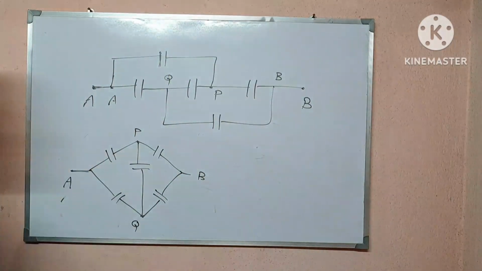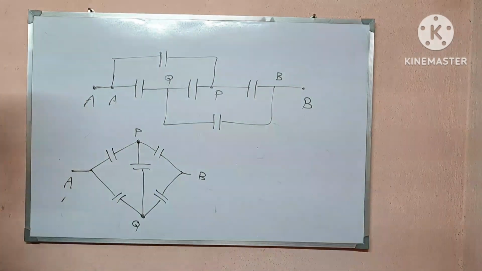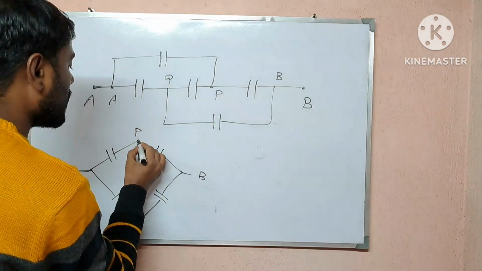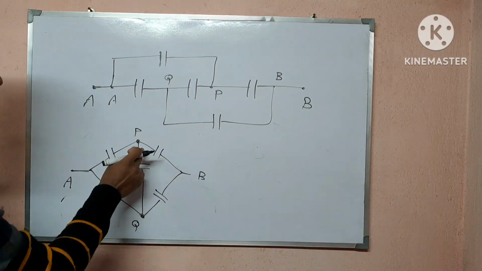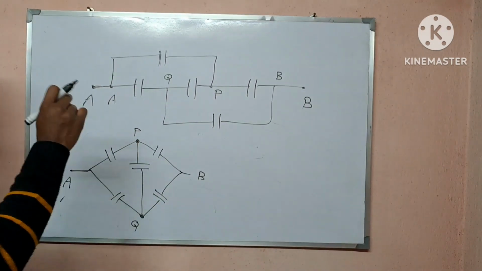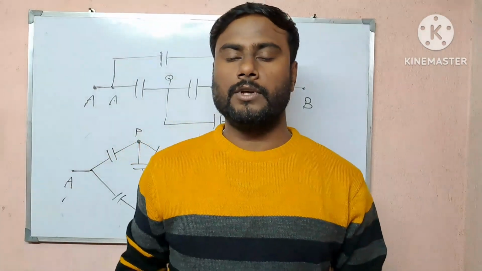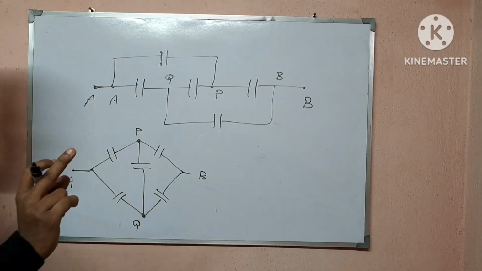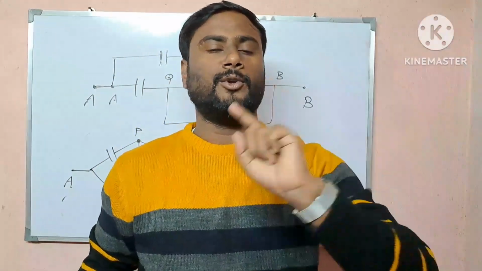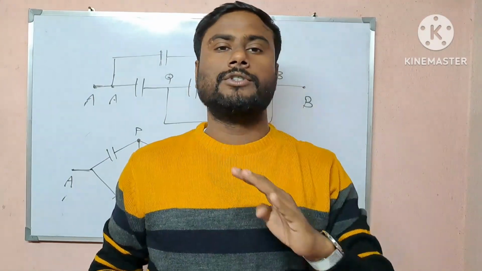What is the rule for the Wheatstone bridge? When the Wheatstone bridge is at balanced condition, then the potential of that point and the potential of that point will be same. That means there is no potential difference between these 2 points, so no current will flow through it. According to Ohm's law, if there is no potential difference, no current flows through it. And in an electrical circuit, if no current flows through any electrical equipment, you just neglect it.